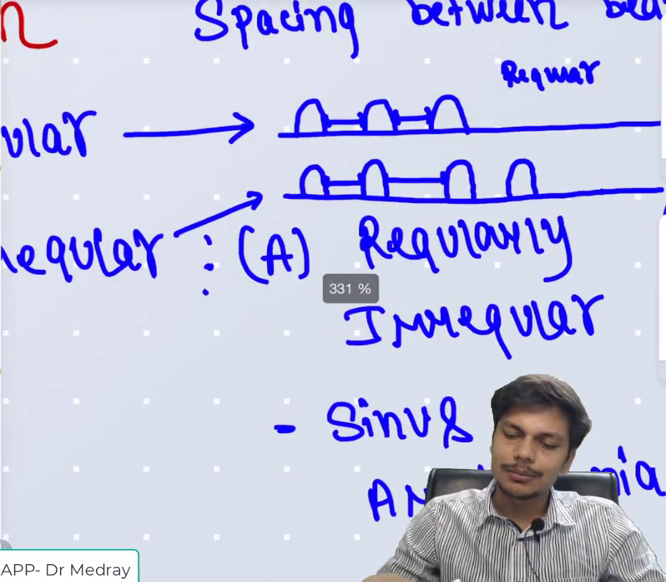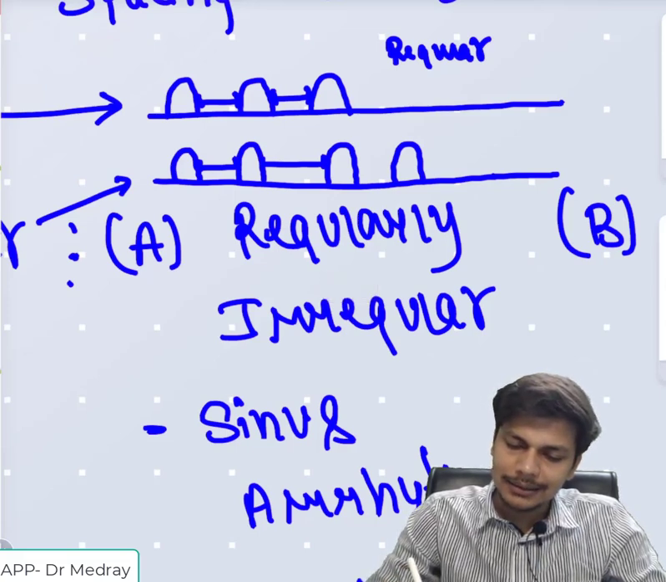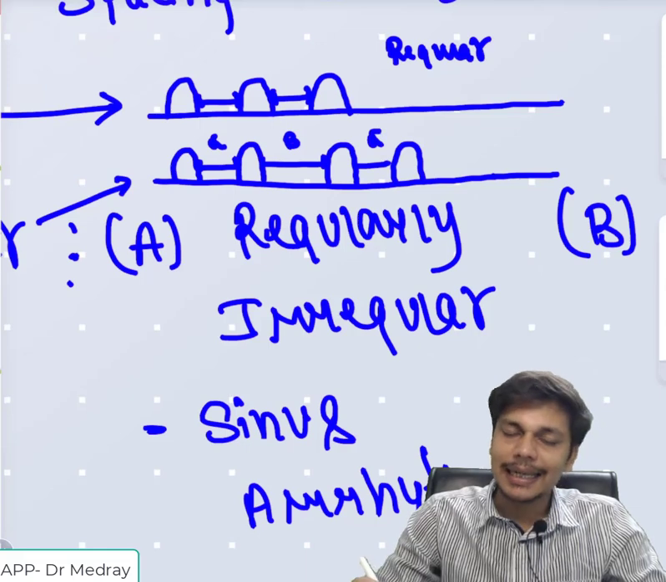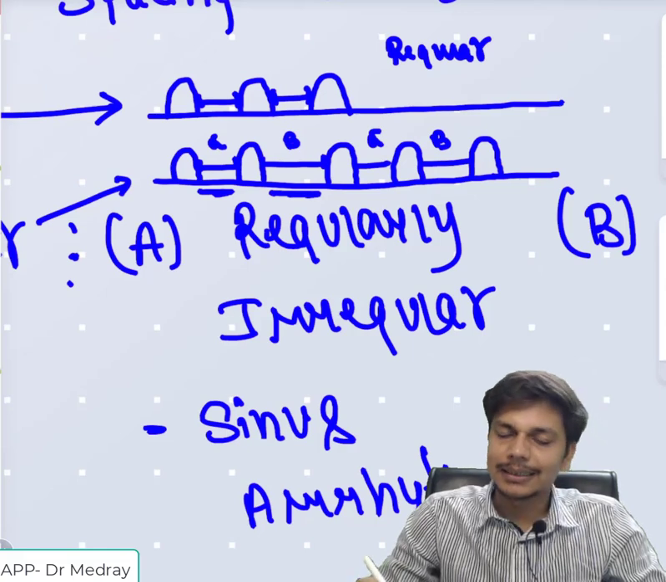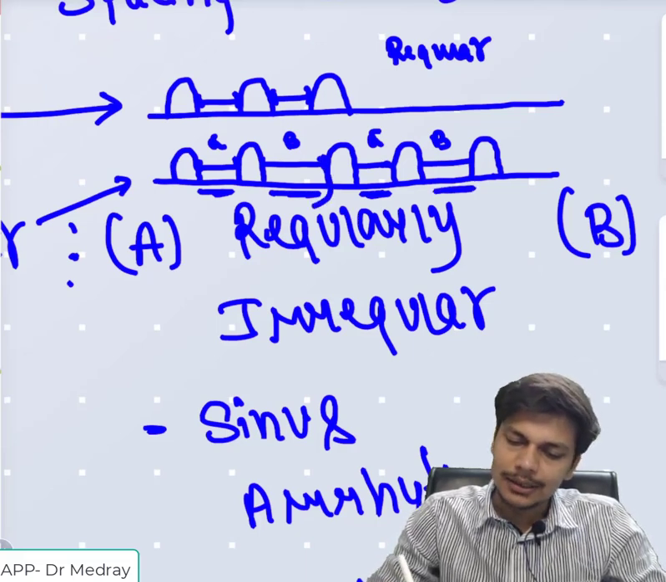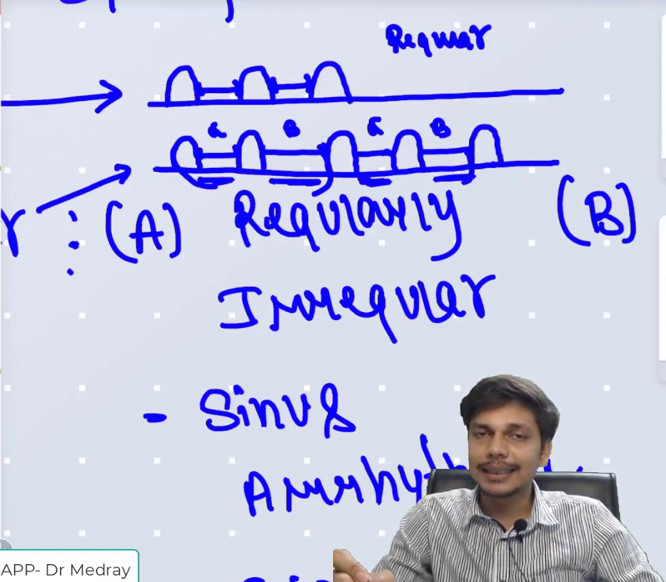In irregular rhythm, it is regularly irregular when the first beat comes at, suppose, an A spacing, the second beat comes at a B spacing, the third beat again comes at an A spacing, and again the next beat comes at a B spacing. You see the distance between the first and second beat is different, and then the distance between the next two beats is almost the same as that of the first two. So the rhythm here is regularly irregular.